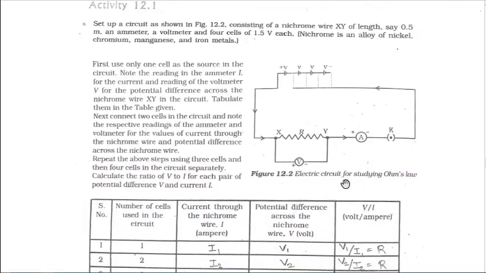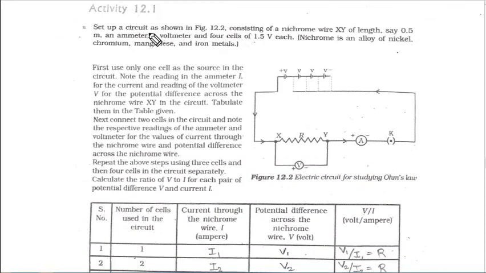Now read the activity. They are saying set up the circuit as shown in figure 12.2. This is a circuit consisting of a nichrome wire XY of length say 0.5 meter. So this is our XY wire, okay, this zigzag line. An ammeter, so this is our ammeter. A voltmeter, you can see it is connected across the XY, and 4 cells of 1.5 volt each. So these are 5 cells which are 1.5 volt each.